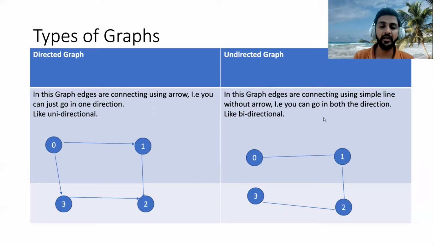Now we have the undirected graph as well. In this graph, edges are connecting using a simple line without an arrow. You can see there is no arrow. It means that you can go from 0 to 1 and you can also come back from 1 to 0. These are also known as bidirectional graphs. All right, so till now we have discussed what the graph data structure is and what the types of graph are. Please take a screenshot if you are making notes, and it will be very easy for you to revise in the future.